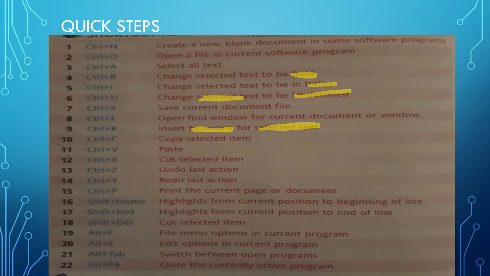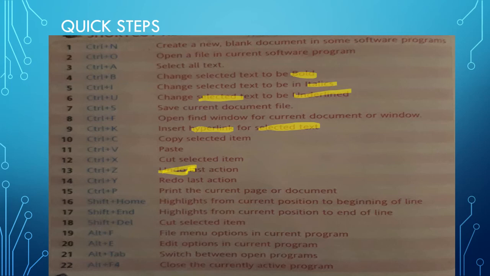Ctrl plus C, it copies the selected item. Ctrl plus V, paste the selected item. Ctrl plus X, cut selected item. Ctrl Z, undo the last action. It can undo the last action. Ctrl plus Y, just opposite of the previous one, redo the last action. Ctrl plus P, print the current page or document.